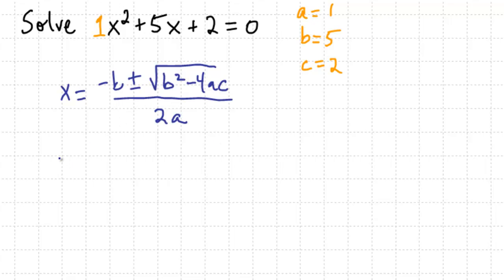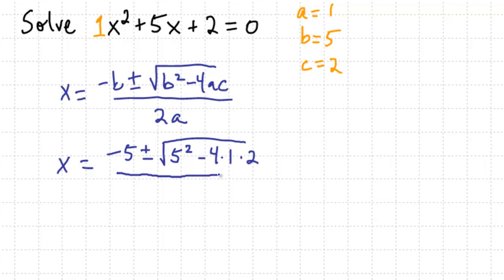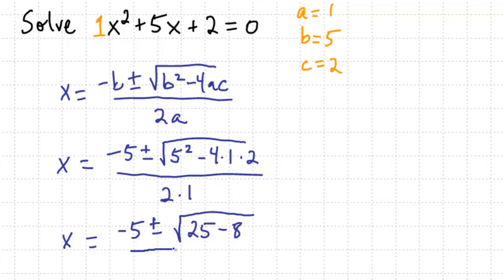So, plugging into the quadratic formula, x is negative b, so negative 5 plus or minus the square root of b squared, 5 squared, minus 4 times a, which is 1, times c, which is 2, all over 2a, so 2 times 1. Okay, simplifying, x is negative 5 plus or minus the square root of 25, 4 times 1 times 2 is 8, all over 2.